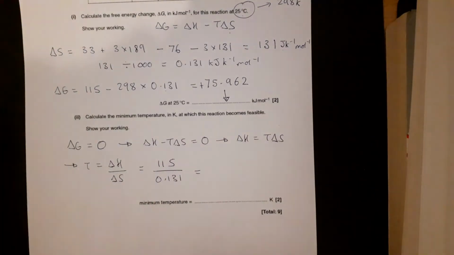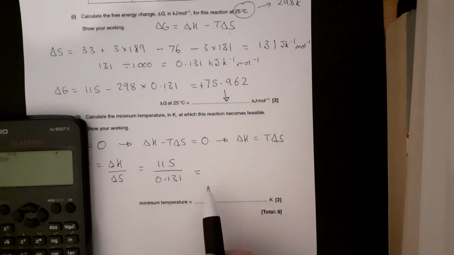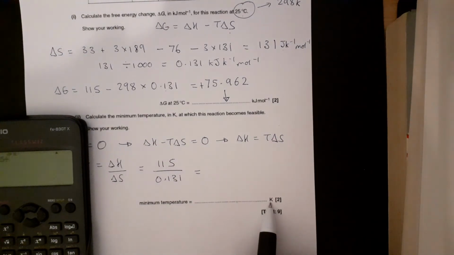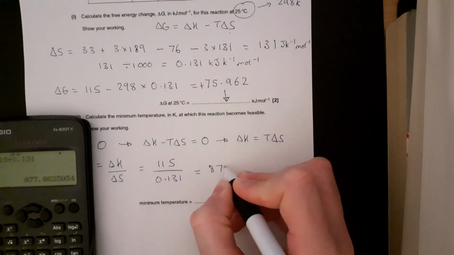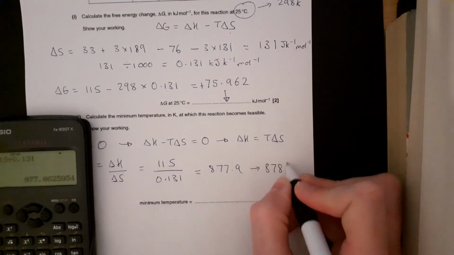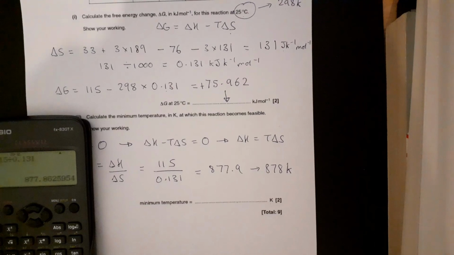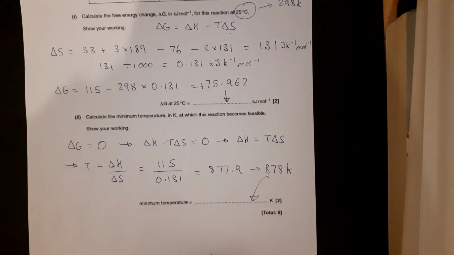Okay. And remember, when we calculate this, it's going to come out in Kelvin, which is what we want. They don't want us to convert it, so we need to be careful there. We just need to use this number. So it comes out as 877.9, so we'll call that 878 Kelvin. Okay, and that's going to be our answer. Yeah, we don't need to convert into degrees C.